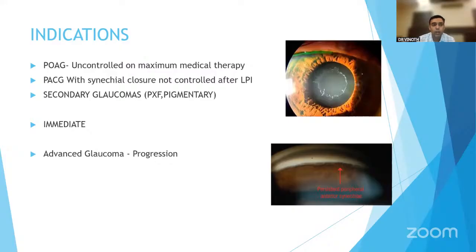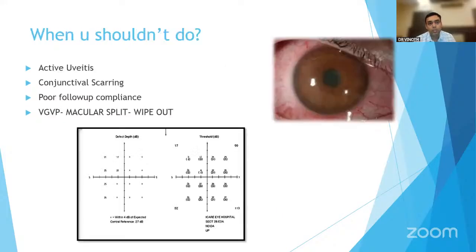When to go for a trab: in other conditions where immediate intervention is needed is when you feel progression is noted. Always keep in mind that regular periodical field tests and OCT have to be done so that we can compare whether progression has occurred from the previous records. In many places the fields have not been done regularly, so keep in mind that regular periodical evaluation of fields is most important.